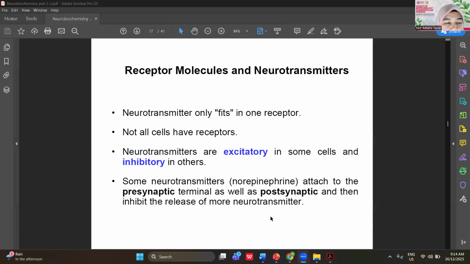So some neurotransmitters like norepinephrine bind to receptors on both postsynaptic and also presynaptic terminals. So the binding of norepinephrine to postsynaptic neurons basically is to delay the signals, and the binding to the presynaptic terminals is basically to inhibit further release of neurotransmitter.